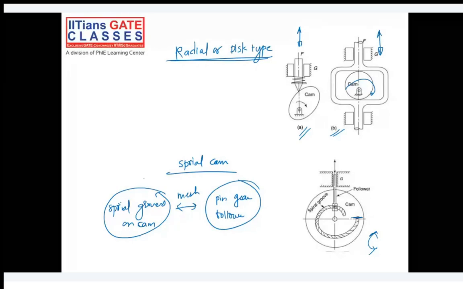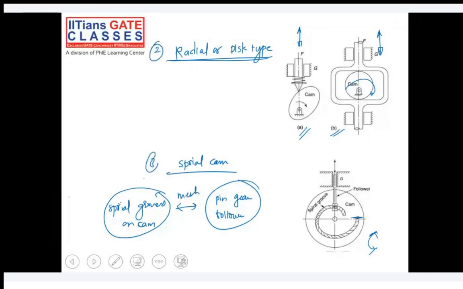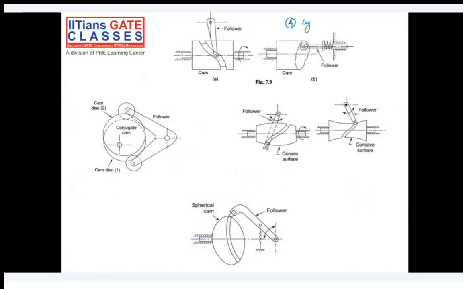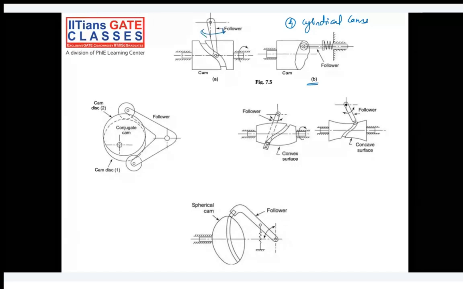The fourth type, as I mentioned, is the cylindrical cam. Here we have an example of a cylindrical cam. Both figure A and B are shown for cylindrical cams. So we have a cylinder circumference. In the first case, on the circumference of the cylinder itself, we have made a groove, and the follower is held inside that groove. We are getting a constrained positive oscillation of the follower. Here, the follower is oscillating a little bit, right? It is a constraint. Constraint means positive. The oscillating motion of the follower you can achieve here by making the grooves on the periphery of the cylinder.